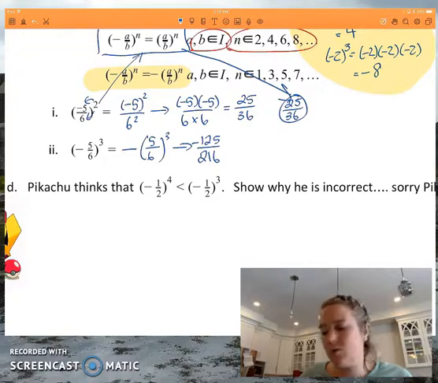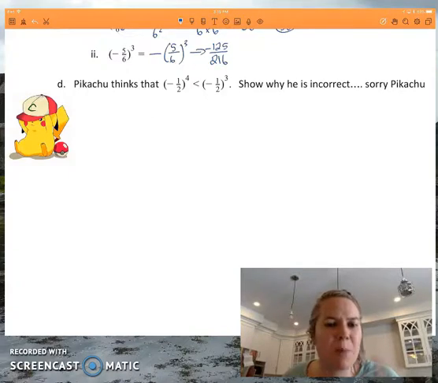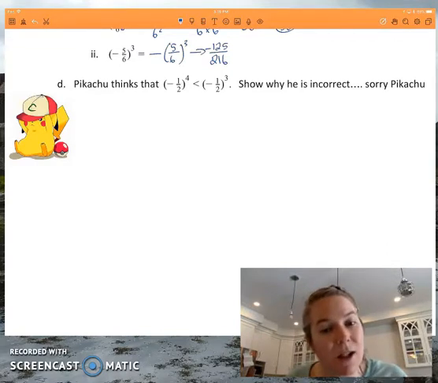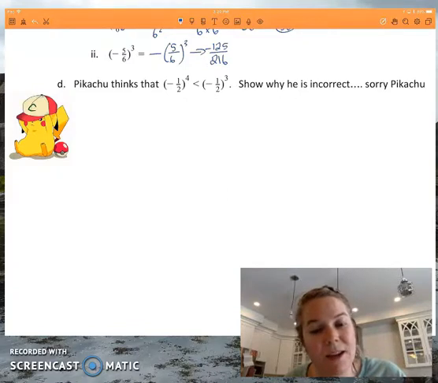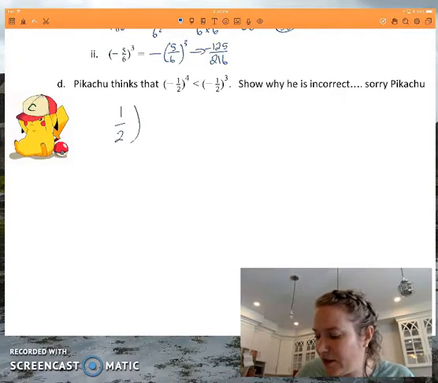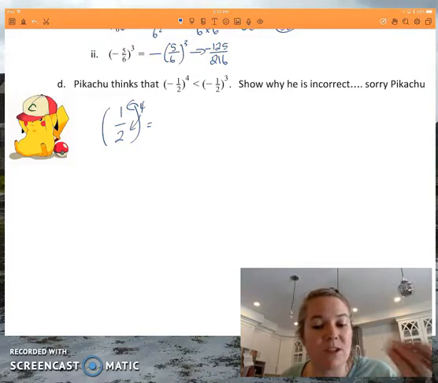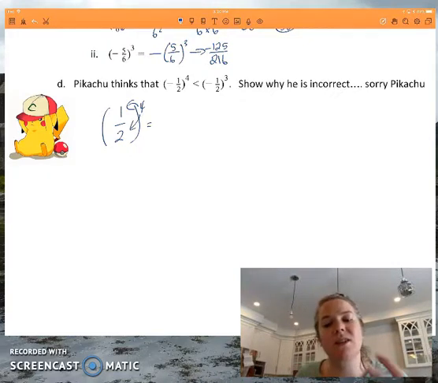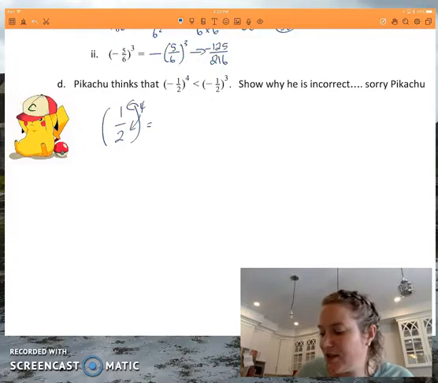Okay. So let's take one look at this thinking question I've hidden at the bottom of your note. Pikachu thinks that negative 1/2 to the exponent 4 is smaller than negative 1/2 to the exponent 3. And Pikachu is wrong. Now, if we didn't have the negatives, Pikachu would be right, because with this kind of thing, the 4 applies to the 1 and the 2. As you see these proper fractions, where the numerator is smaller than the denominator, as you see them going to larger and larger exponents, they're actually going to represent smaller and smaller fractions.